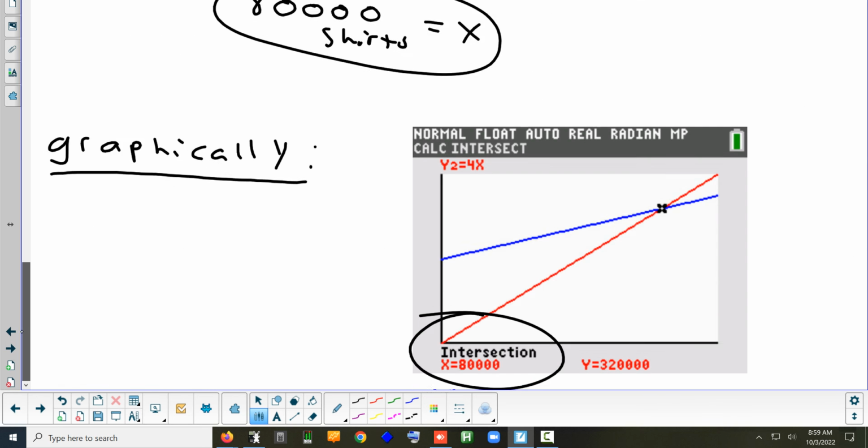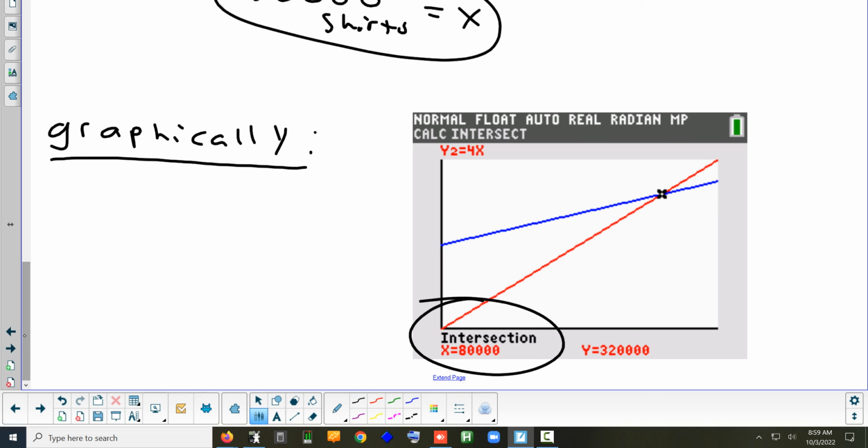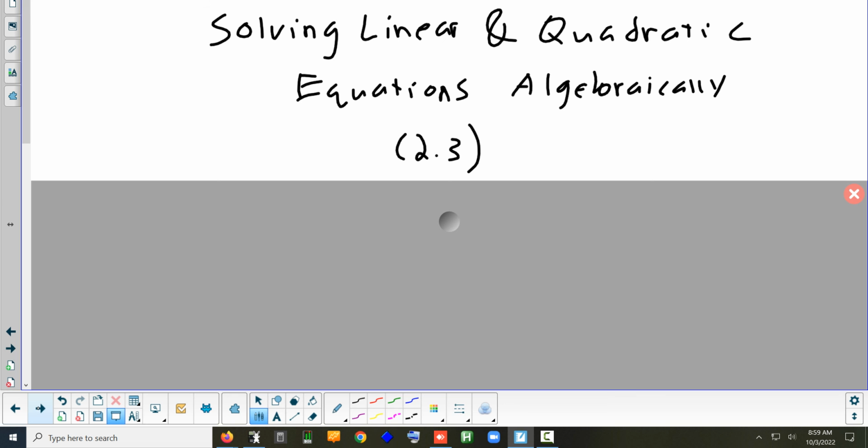And that was all that was left in section 2.2. So any questions on that? No? All right, 2.3.